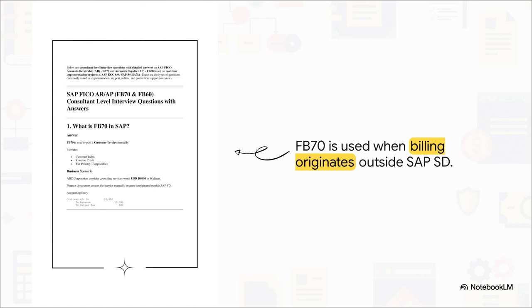Let's say ABC Corporation provides consulting services worth $10,000 to a massive client like Walmart. Finance is going to post this invoice manually using FB70. But why? Well, crucially, it's because this transaction originated entirely outside the SAP Sales and Distribution module, SD. Since there's no sales order or delivery document flowing over from SD, finance just takes the wheel. They manually debit the customer and credit the revenue.